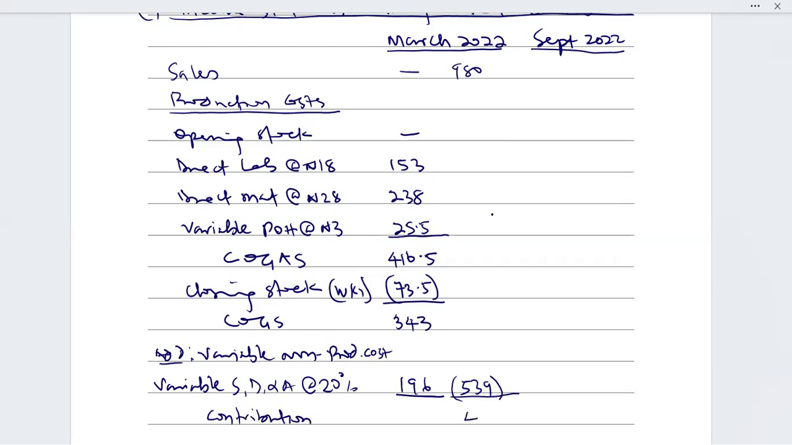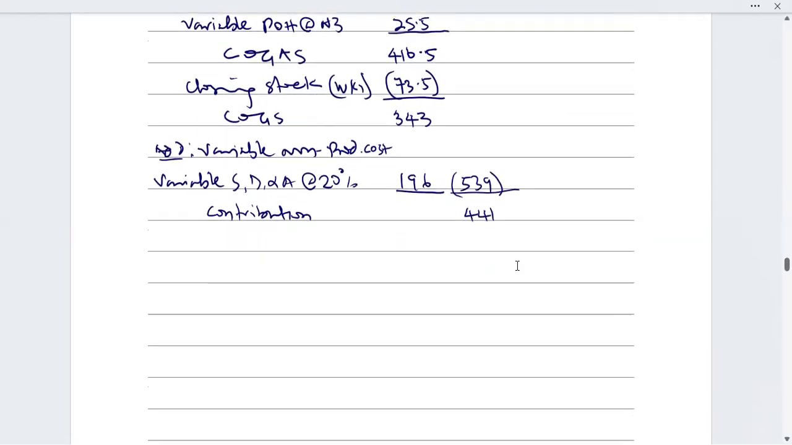441. This 441 is called contribution. Immediately after the contribution, you have to less the period cost. Under the period cost, I will go to the question to see if I'm given fixed production overhead. We have it there, which is 20 naira per unit. The fixed overhead absorption rate is 20 naira. So I would then say fixed production overhead. Let me shorten that because of space.